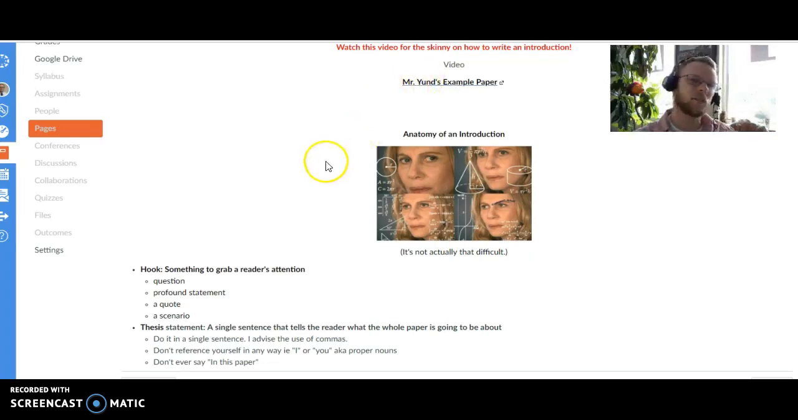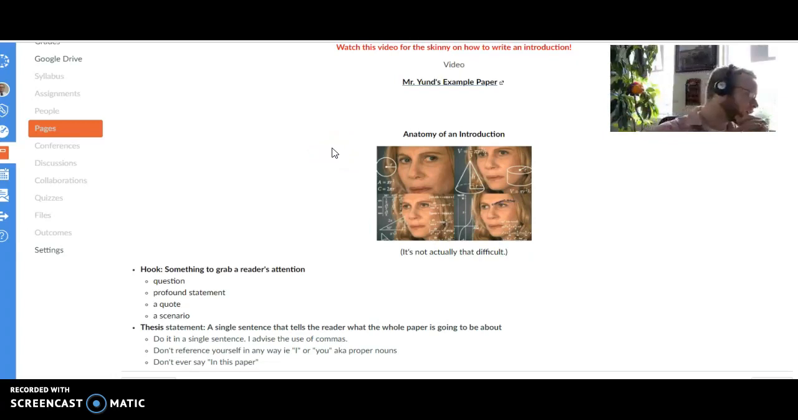Your thesis statement is a single sentence that tells what the rest of the paper is going to be about. You need to do it in a single sentence. Don't use any proper nouns like referencing yourself or the reader. So no yous or I's. And please don't say, in this paper I will blah blah blah. Don't do that. So there we got a hook and a thesis statement.